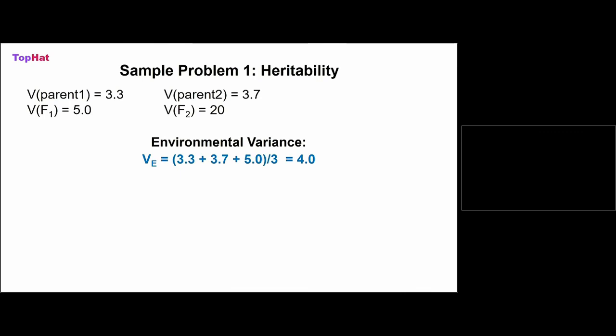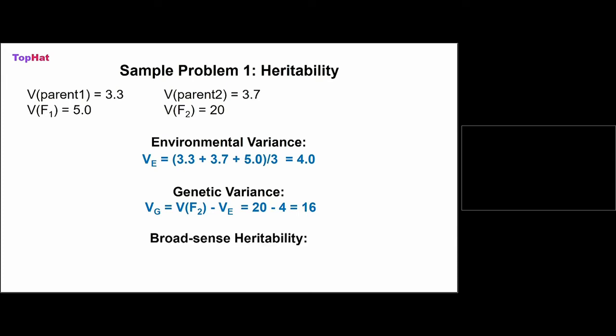So our environmental variance is the average of those three. So our environmental variance is 4. Right? So in that F2, we're assuming the constant environment is 4, so our genetic variance is going to be 16. So our broad sense heritability is 0.8. Or in that population, 80% of the variation is due to genetic effects and 20% is due to environmental effects.